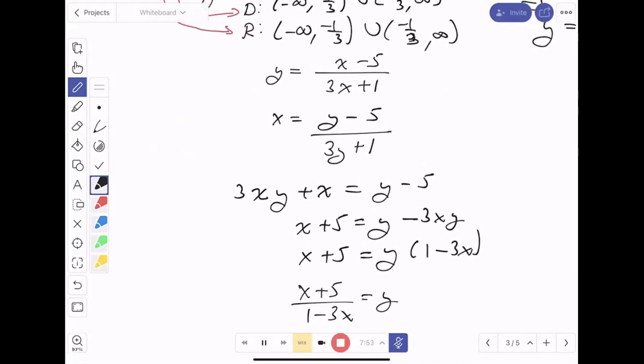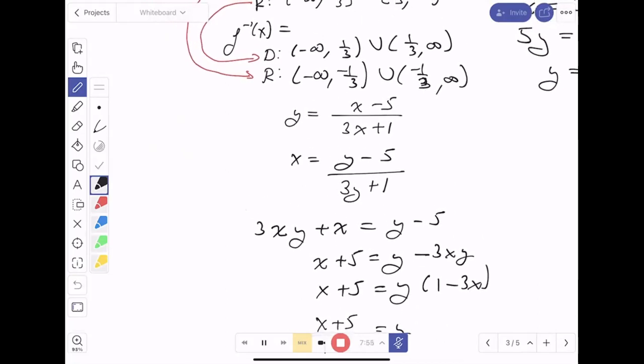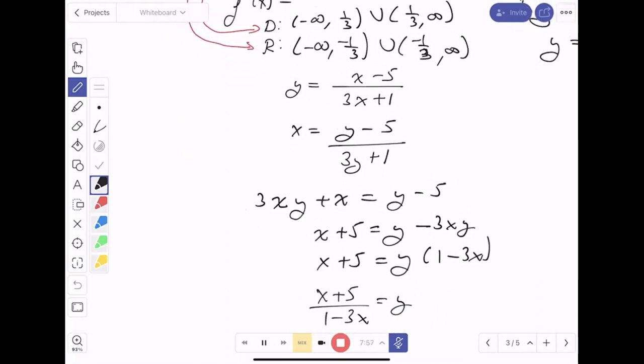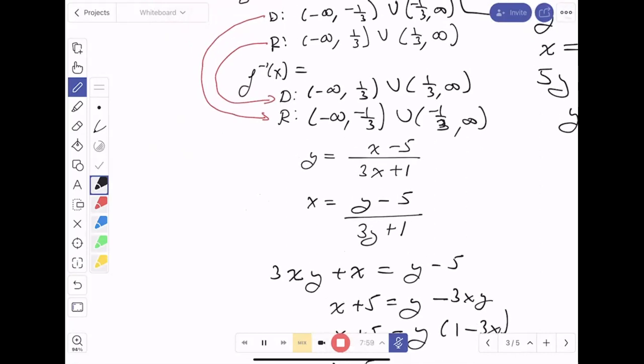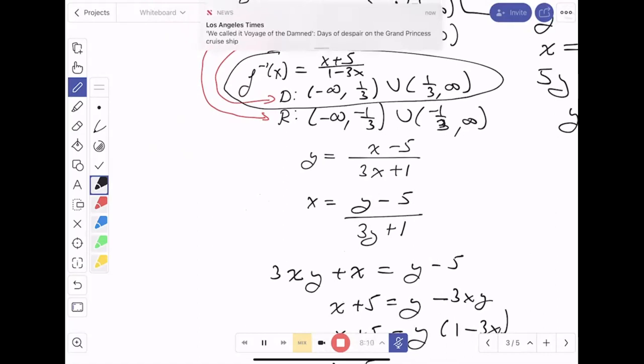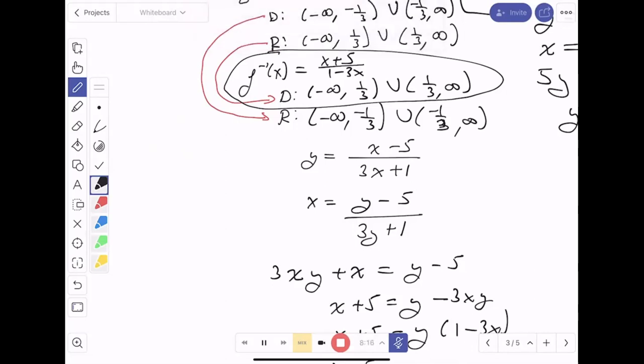So let me see if I can put that down now. It's x plus 5 over 1 minus 3x, right? I'm going to look at the answer key. And again, it's important. You also look at that answer key and make sense out of it if you can. Let's take a look. I'm looking at it. Yeah, I got the same answer. X plus 5, 1 minus 3x. That's good news. All right, let's go to the next one.